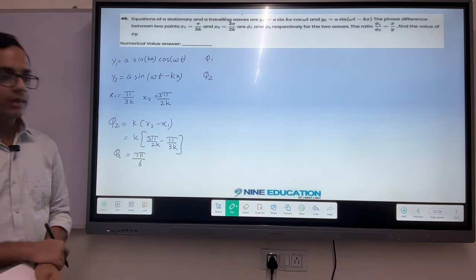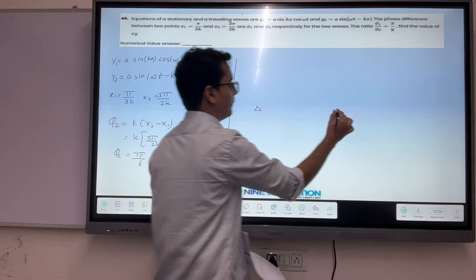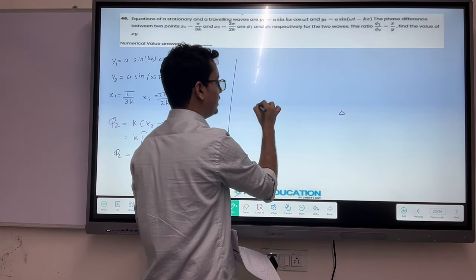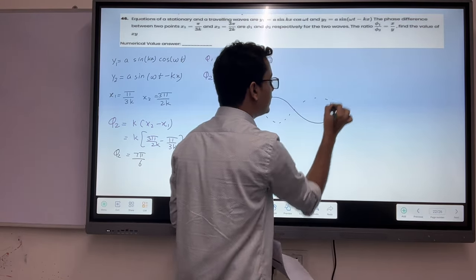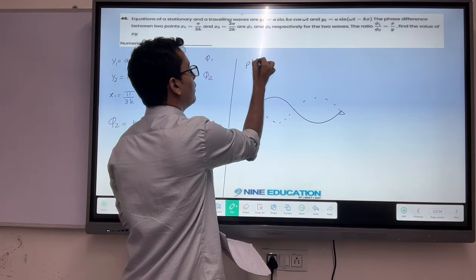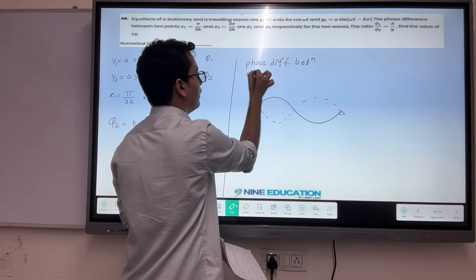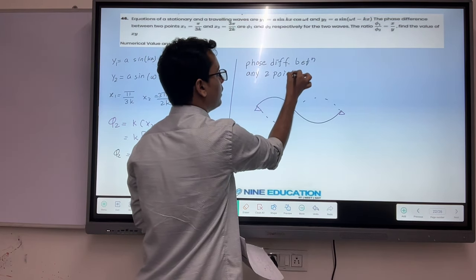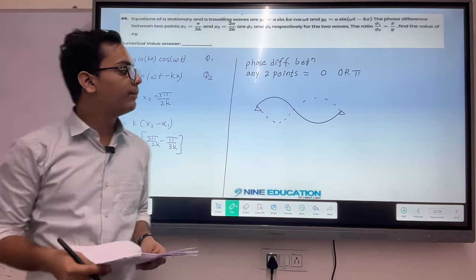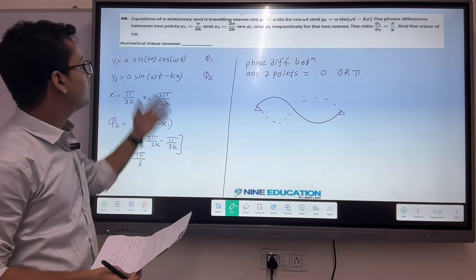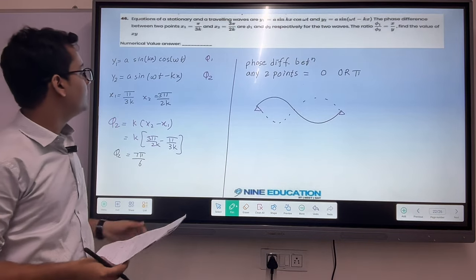What about phi 1? So in phi 1, remember, in stationary waves the phase difference between any 2 points is either 0 or pi. So we have to see what is the phase difference between these two particular points, pi by 3k and 3 pi by 2k.